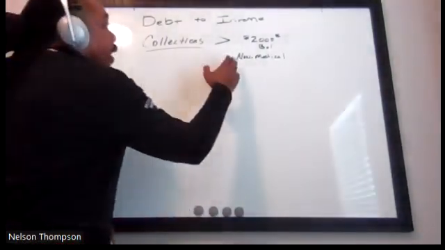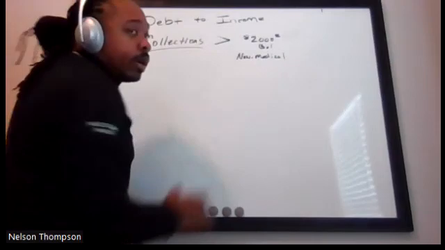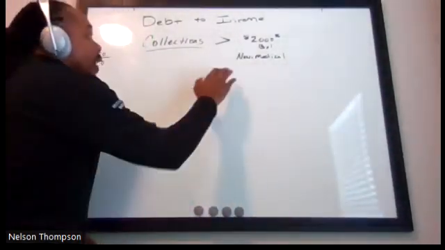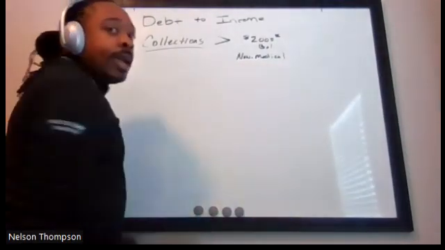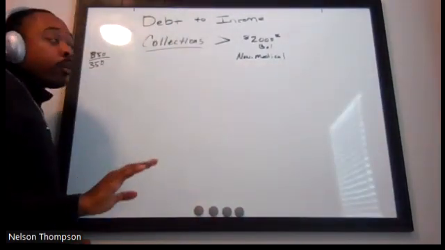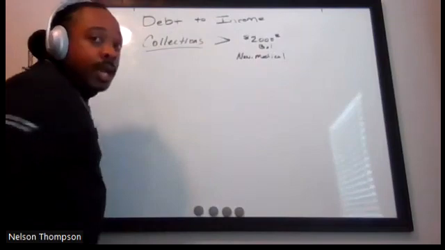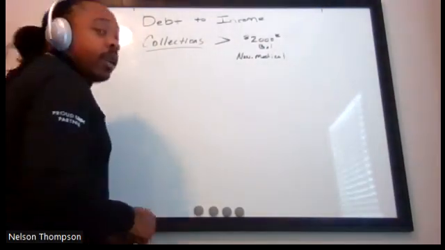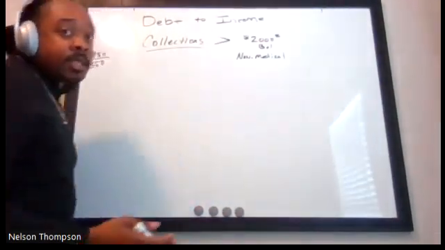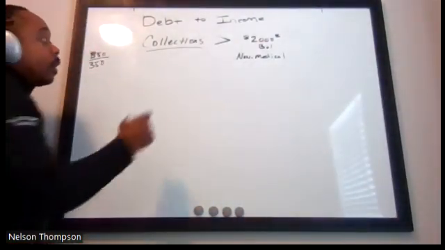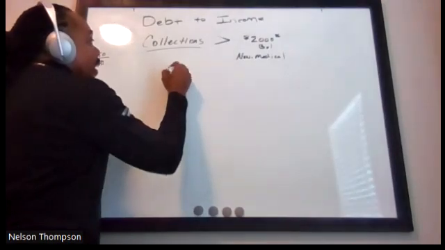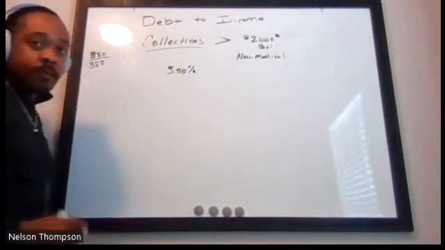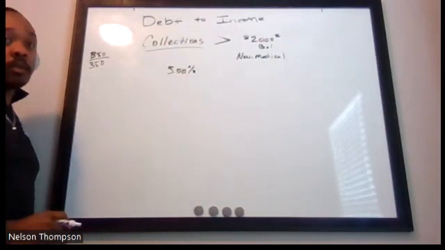if it is a non-medical collection, and it has to say medical in your credit report, okay? But if it is a non-medical collection, and all of your collections total exceed $2,000, so $2,001 or more, then we have to make up a payment just like we did with the student loan, right? In most cases, it is 5% of the balance, whatever the balance is.